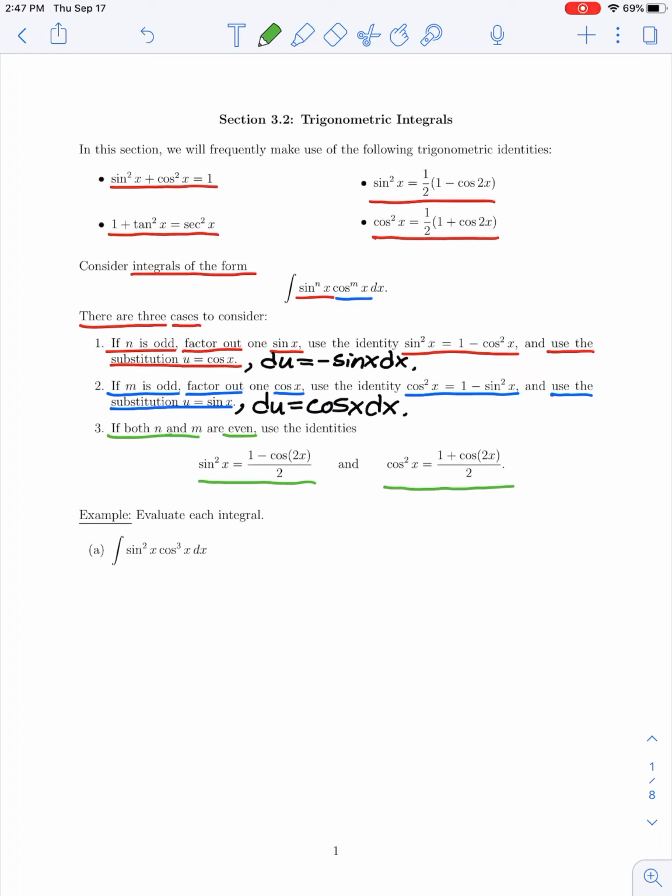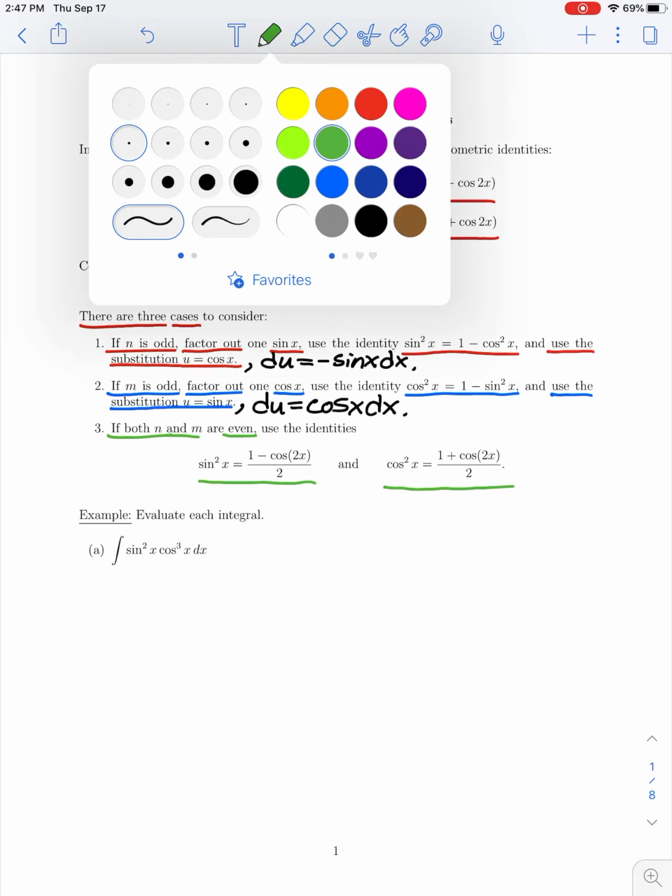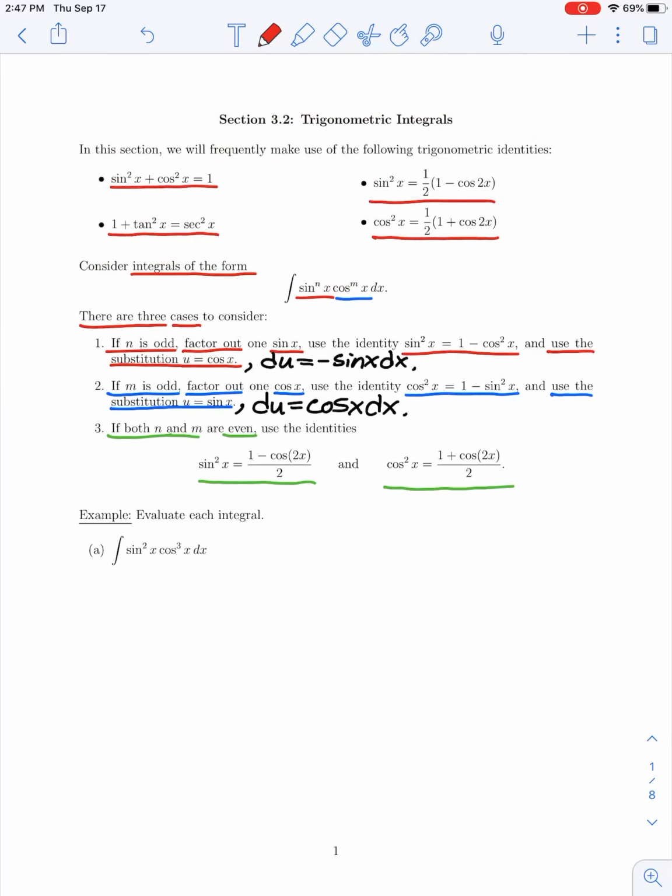So in order to illustrate this in a little more detail, let's look at some examples to see how this technique will work. So in our first example, we're asked to evaluate the integral, and in part A, we have the integral of sine squared x times cosine cubed x dx. So when I look at this, I recognize it immediately as a trigonometric integral. It involves a product of powers of sine and cosine.